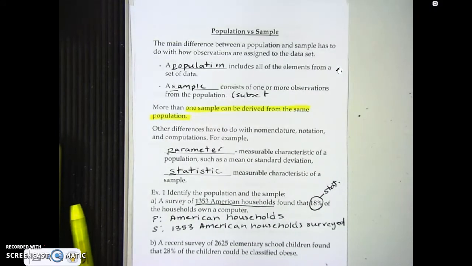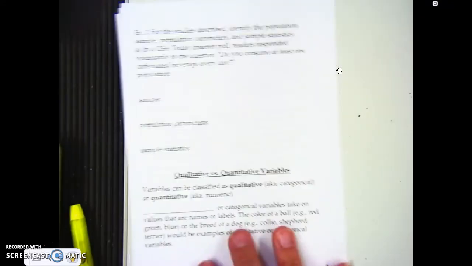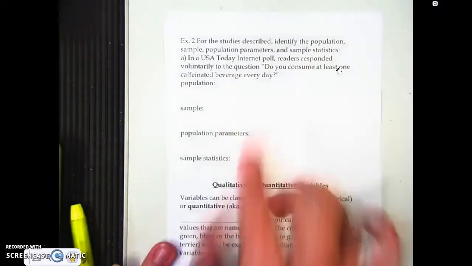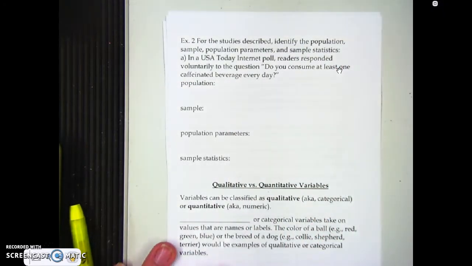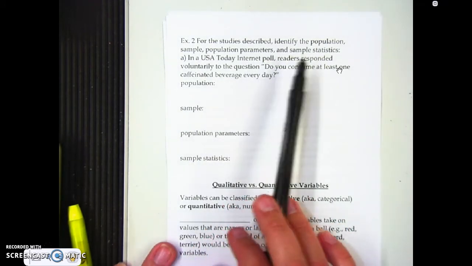I'd like you to try part B on your own, and this is something we will go over in class. Now, another example has you identify population, samples, population parameters, and sample statistic. We want to read this example and see which of those things are being given to us. Maybe all 4 are there, but they might not all be there. So make sure if you have a question like this, you answer the question being asked. This one said, for the studies described, identify the population, sample, population parameters, and sample statistic.